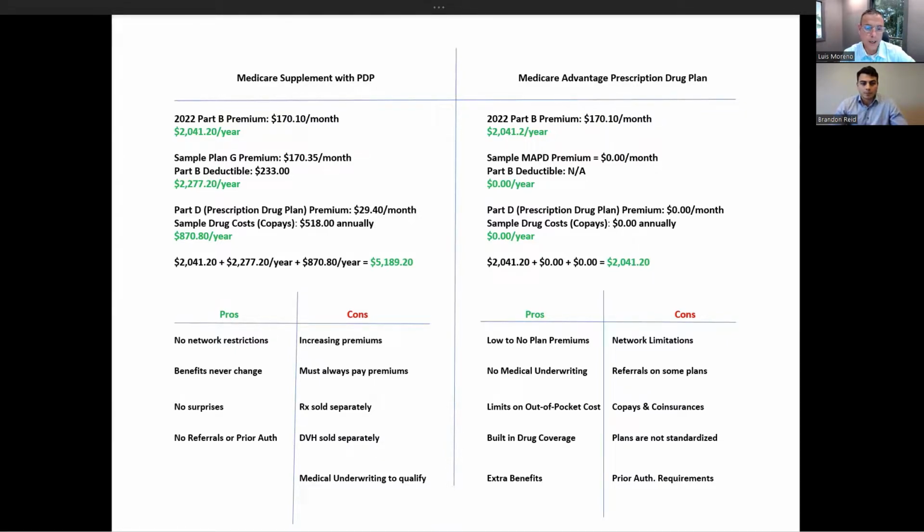Yep, completely agree. So it's the MA side, the right-hand side of this T-chart, it's a pay-as-you-go system. On the MedSup, you're also going to have to buy a prescription plan. So there's another premium you're going to have to deal with there. Dental, vision, and hearing, that's another premium you're going to have to deal with.